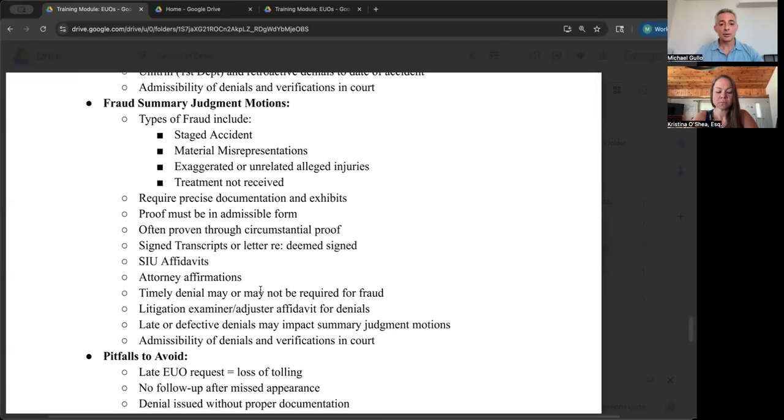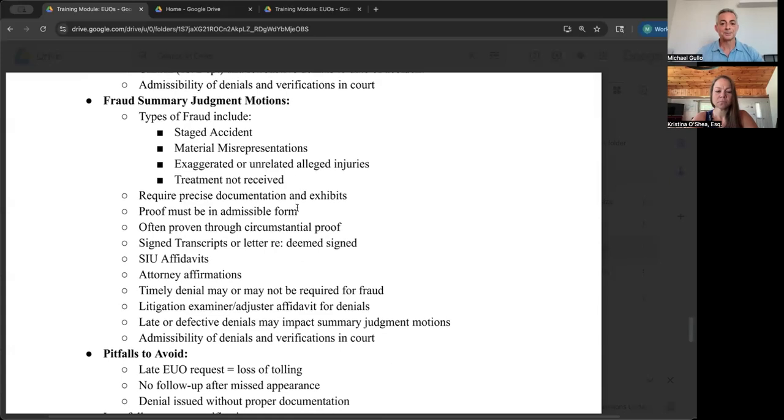have summary judgment motions based upon fraud, based upon these various reasons. There are staged accidents, material misrepresentations, exaggerated or unrelated injuries, treatment not being received. These are all reasons to potentially deny the claims, or deny portions of the claim or certain providers.